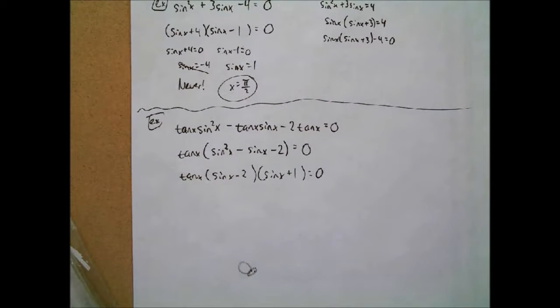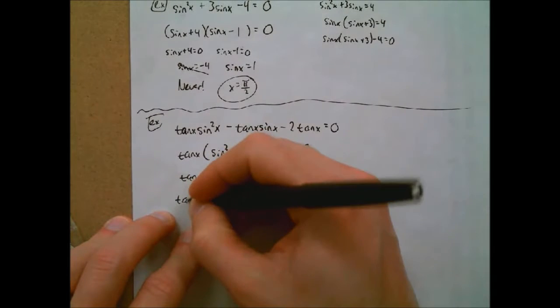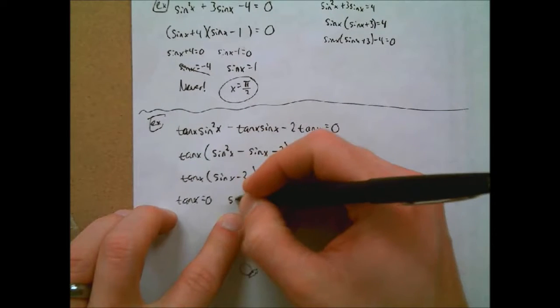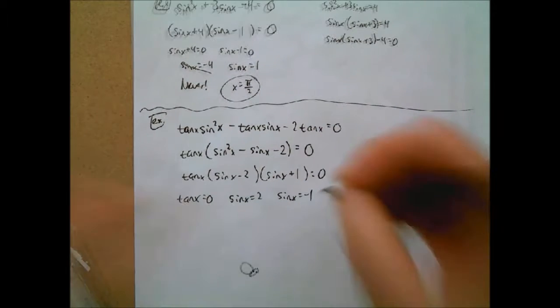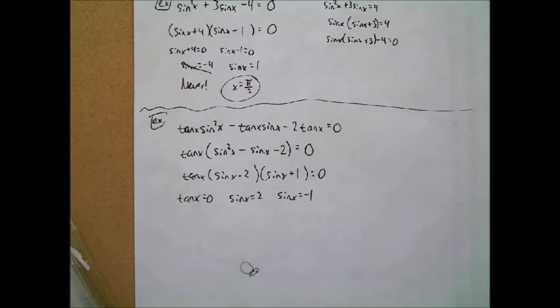Okay. And now we have three things that multiply to make 0, so we'll set each of these three things equal to 0. But I'm going to go ahead and just solve them, if you'll permit me to do that. Okay.